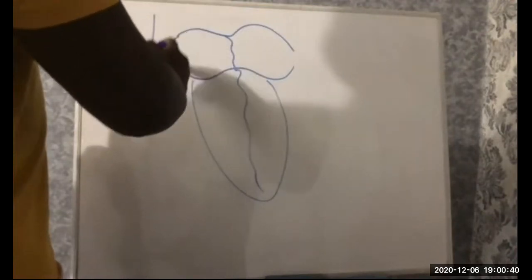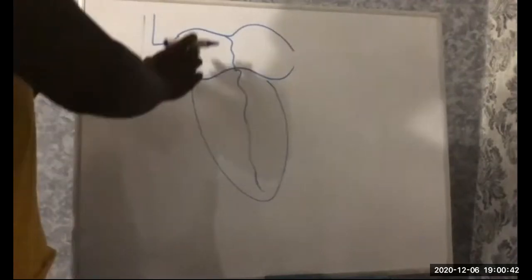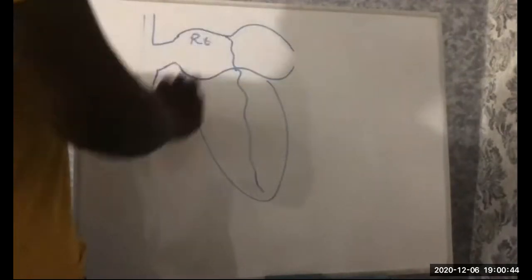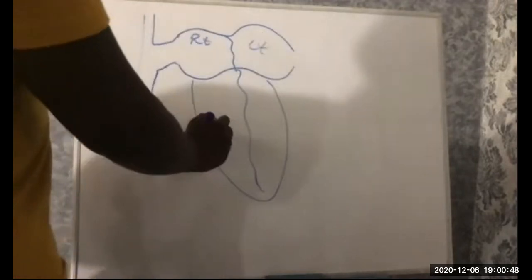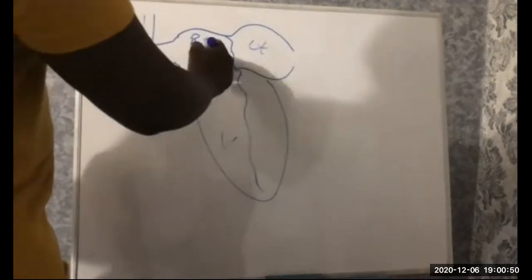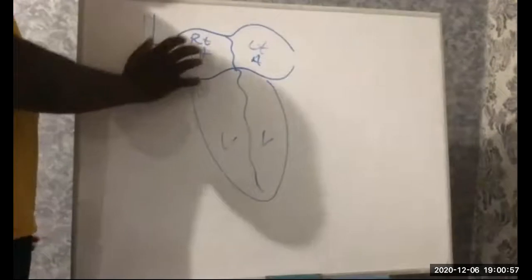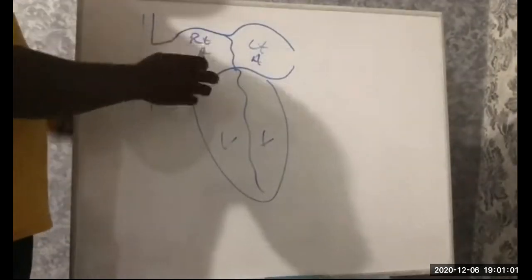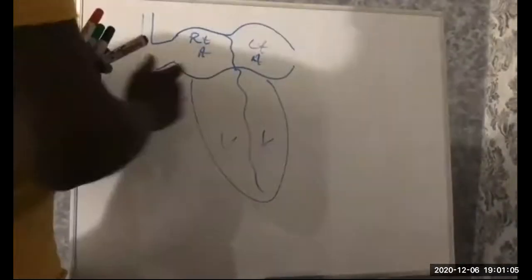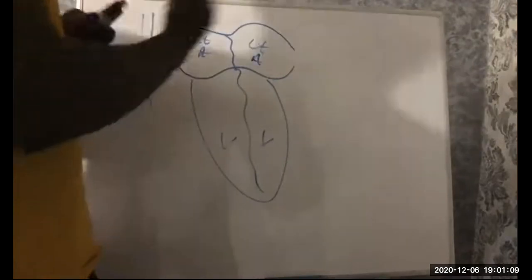So this is the right atrium, left atrium, right ventricle, left ventricle, right? Now what happens is that whenever there is a lot of blood returning to the atria, they stretch. And remember, the cardiac muscle has specialized cells.